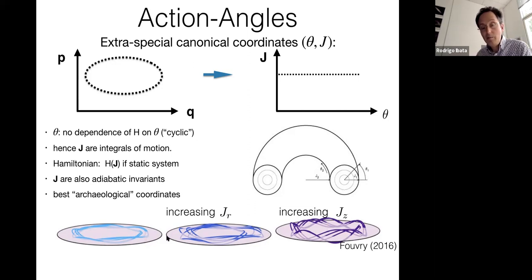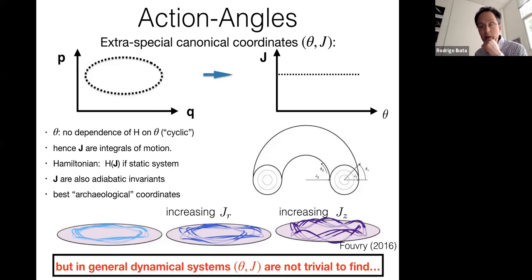And so, for instance, what the different actions mean: there's J phi, which is just the Z component of angular momentum. As you increase JR, you can see this orbit here becomes more extended, with greater oscillations in the R direction, and increasing JZ gives greater oscillations in the Z direction. So these are very nice, very convenient coordinates, but the problem is they're very hard to find.